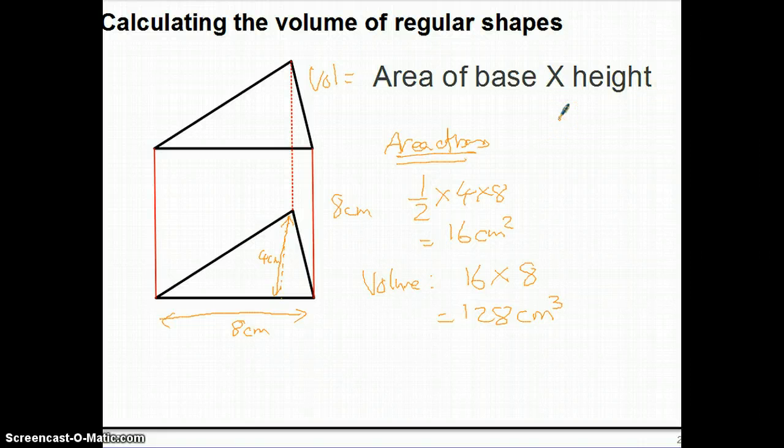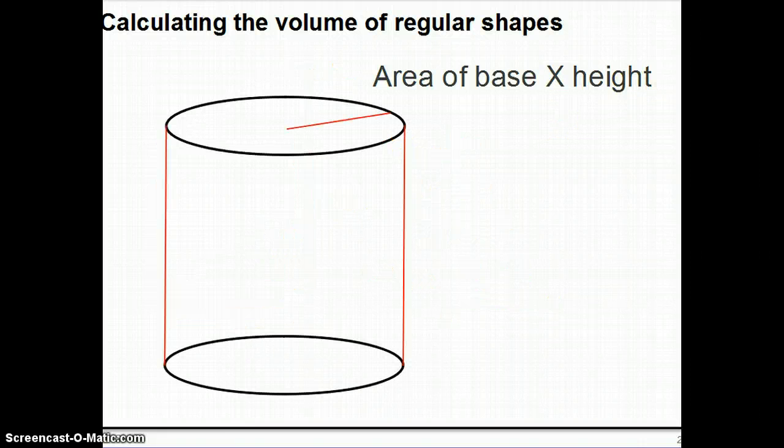Alright, we could also do something like this, which would be, say, the kind of shape of a tin of beans or can of Coke or something like that. It's got a circular top, circular bottom, and straight sides. So this is a regular shape again, where the base is a circle. We need the area of the base times the height. So if I give you these values here, let's say the radius is 7 centimeters and the height is 21 centimeters. Pause the video and see if you can work out the volume.